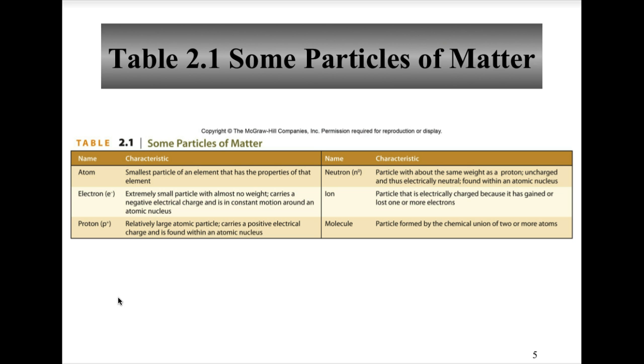Then we have two other terms here. We have ions, that is a particle that is electrically charged because it has either gained or lost one or more electrons, and we'll study specific types of ions. And then we have a molecule, which is a particle formed by the chemical union of two or more atoms. So we know that an atom is the smallest particle of an element, and the element is the basic chemical substance composed of atoms. Elements are represented by one or two letter symbols that are shown in the periodic table of elements, and you can see that in the appendix of the textbook.